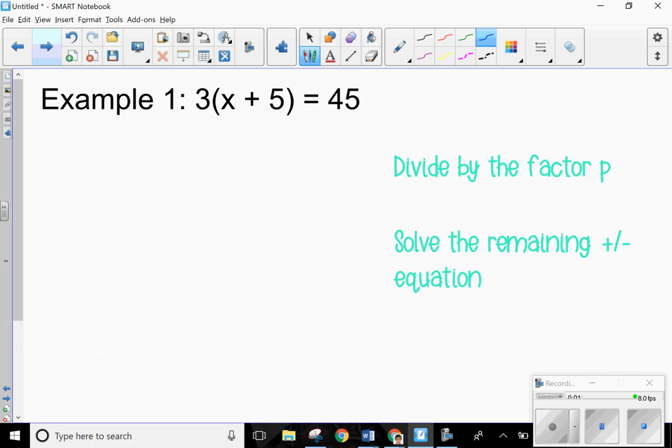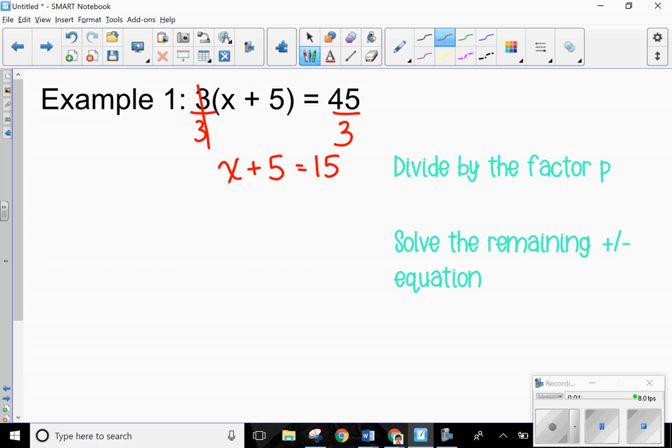So here's my first example. I have 3 times the quantity x plus 5 equals 45. So I want to first start by dividing by the factor p. So I'm going to divide both sides by 3. Here, 3 divided by 3 divides out to 1. On the left side, I'm left with the one-step addition equation of x plus 5 equaling 15.